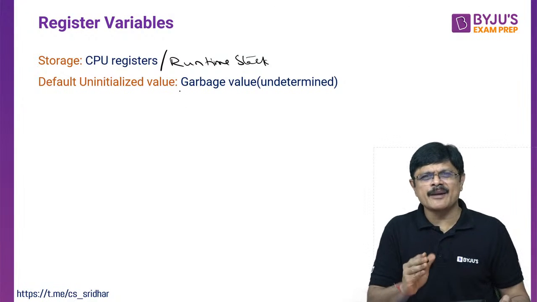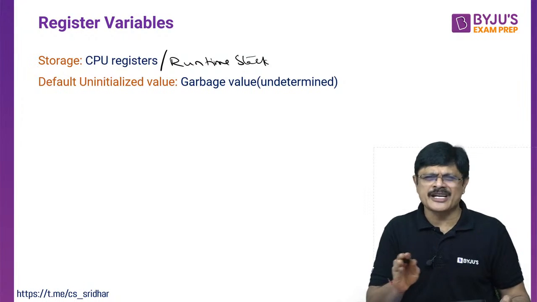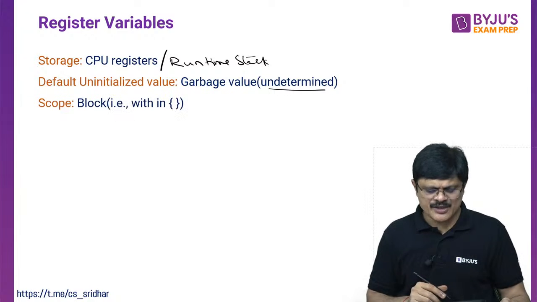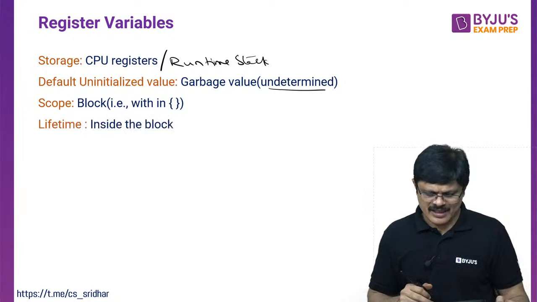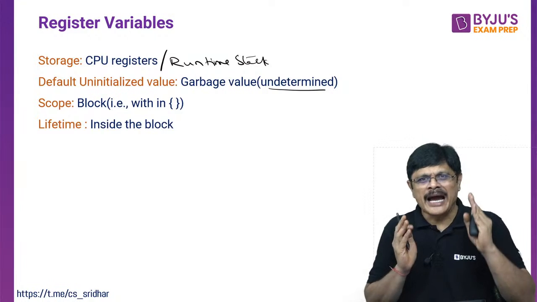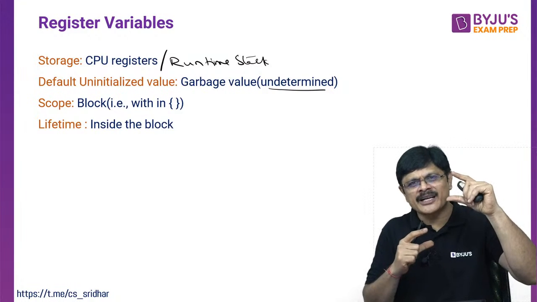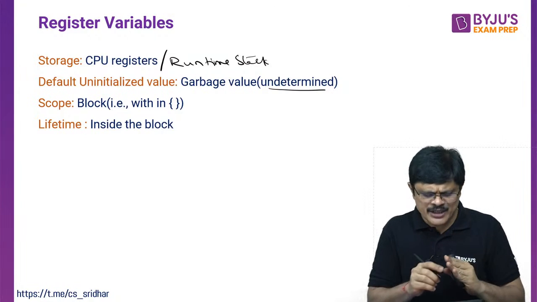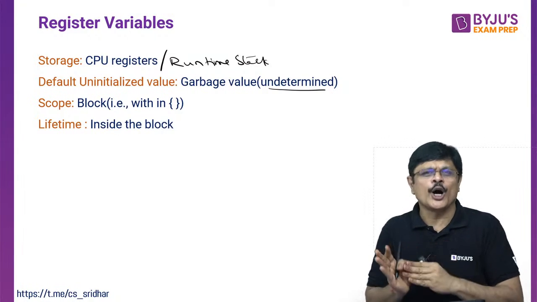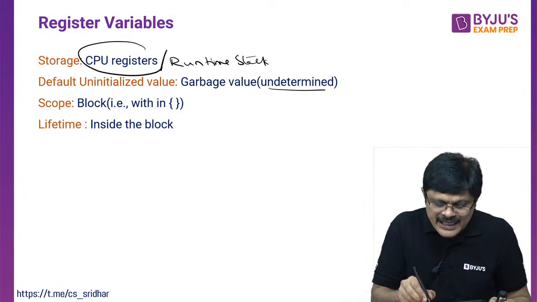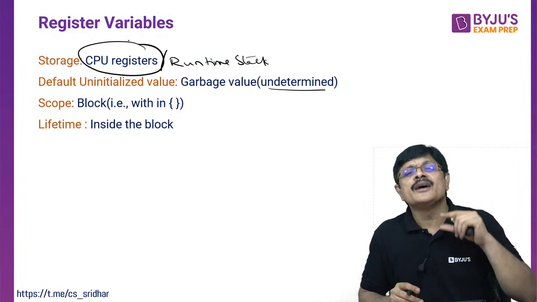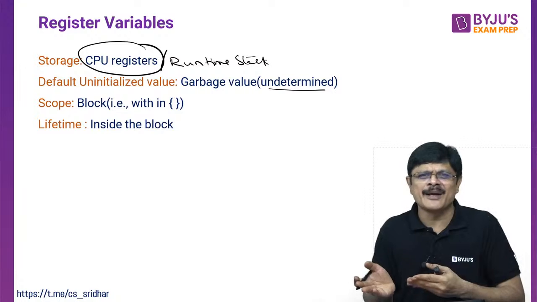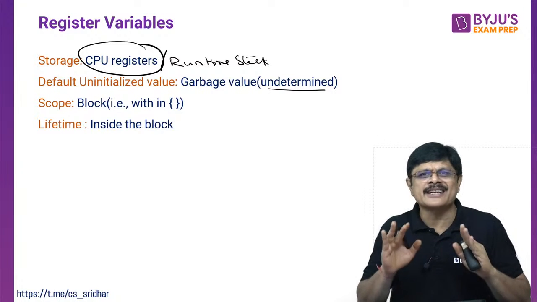The rest of the story is the same as automatic variables. There is no specialty about register variables. Garbage or undetermined. Next is scope within the block, and life inside the block. As long as you are inside the block, this variable is available. Once you are out of the block, they are dead. Same as automatic. There is not much difference between register and automatic variables. The only difference is that if CPU registers are free, memory will be allocated in the register. Otherwise, same as automatic variables.